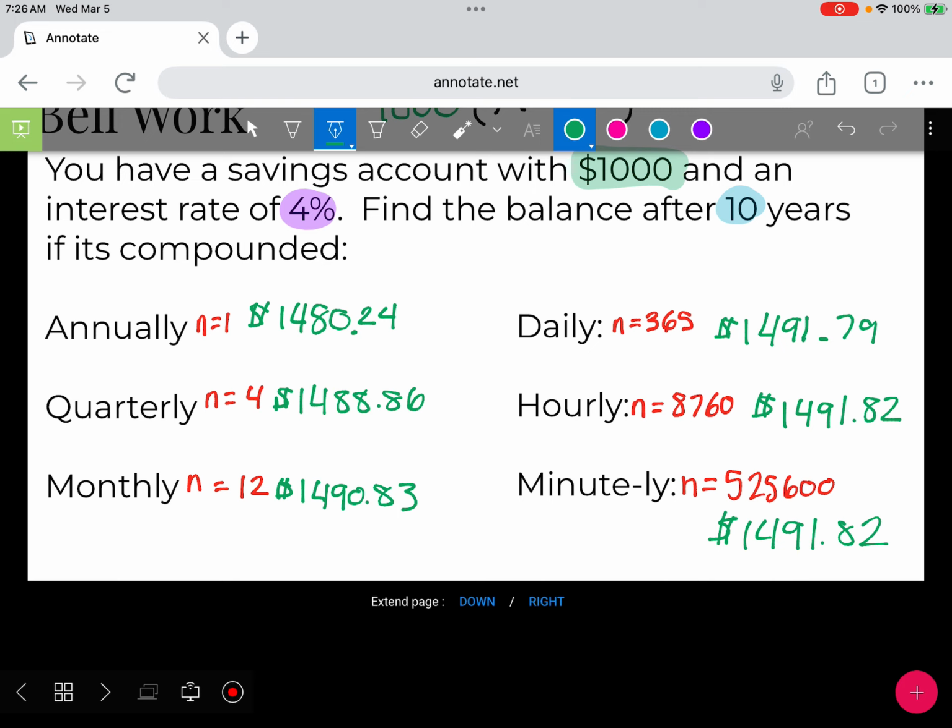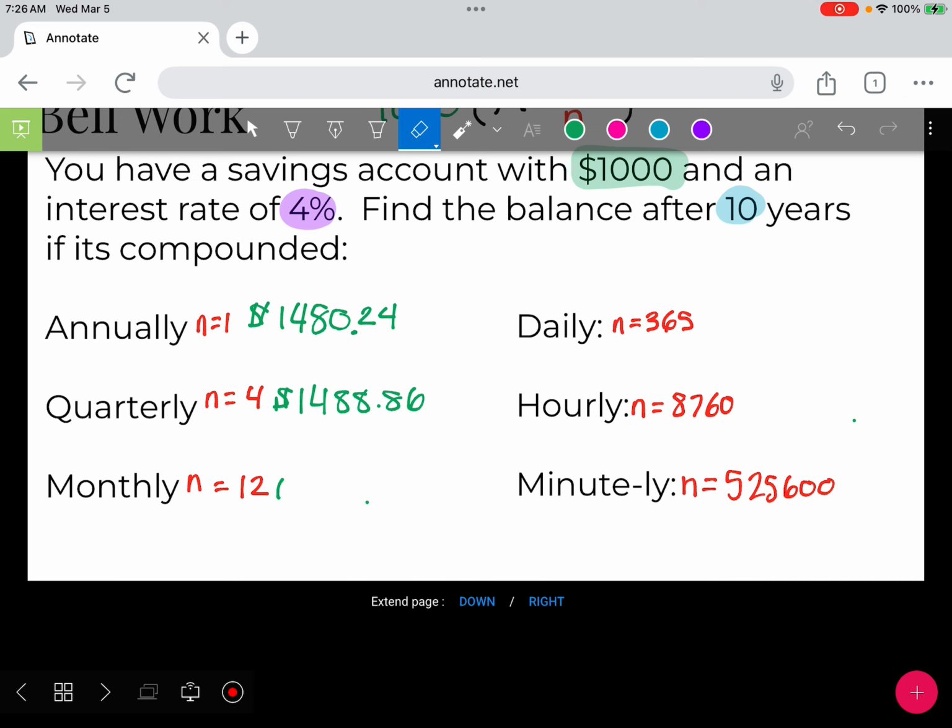What do we get for quarterly? If our n was 4. 1488.86. Mm-hmm. And for our monthly? 1490.83. Yep. How about for our daily?